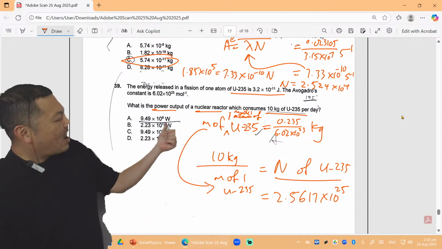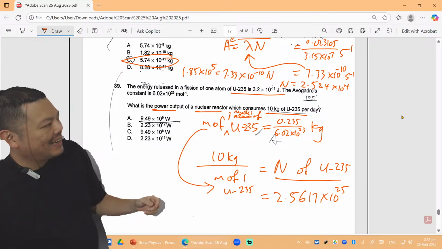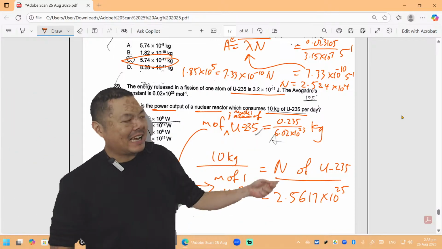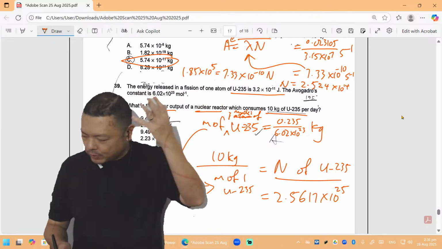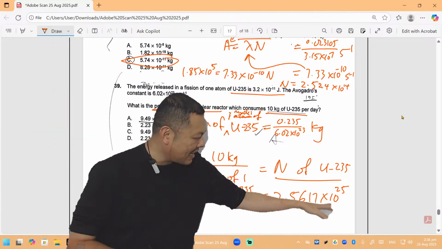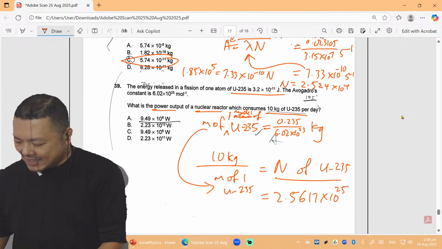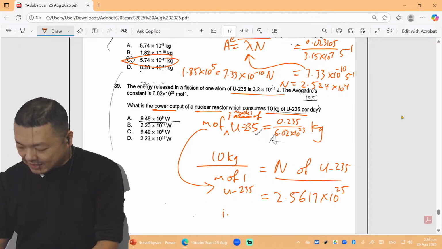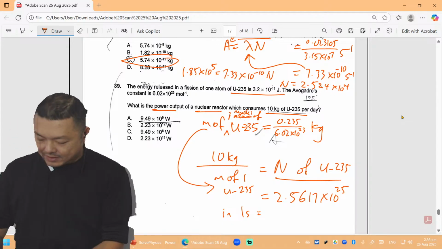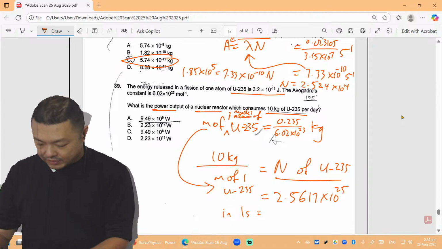Oh, shoots! I hate them. Options are in watts. So it's per second. So this 10 kg per day, that's not good enough. We need to figure out in each second how much mass was consumed. So these are the numbers, this is the number of uranium-235 fissions in one day. You need to do it in 1 second. So divided by 24 times 3,600.